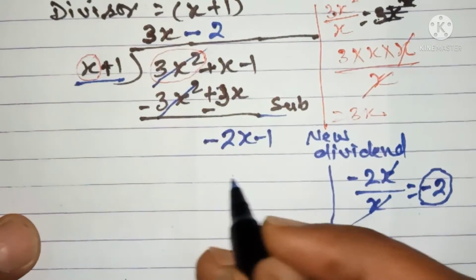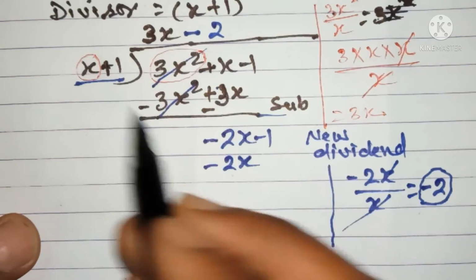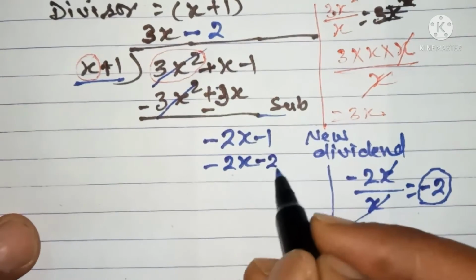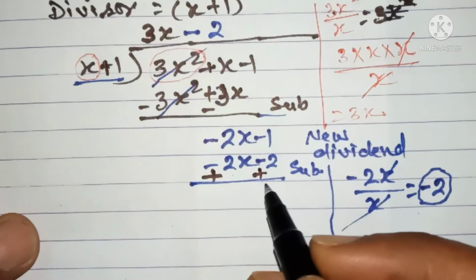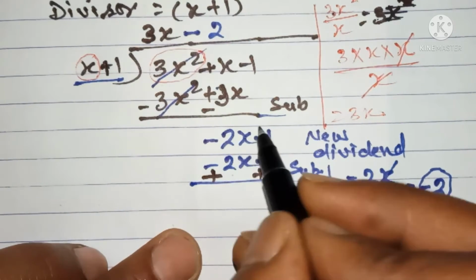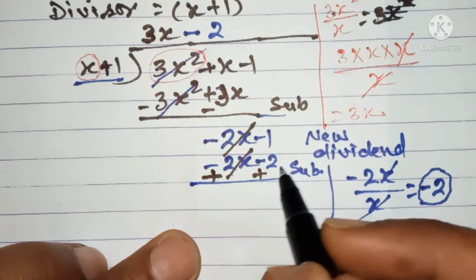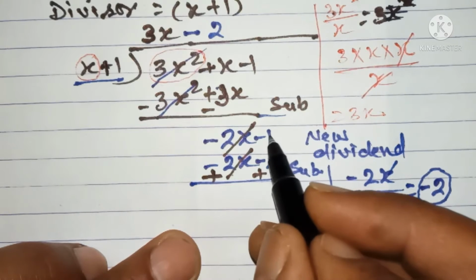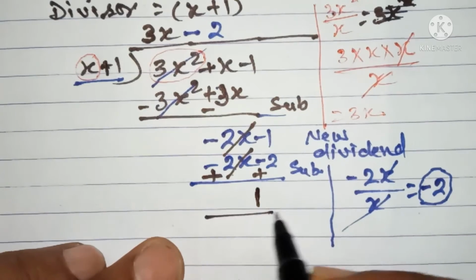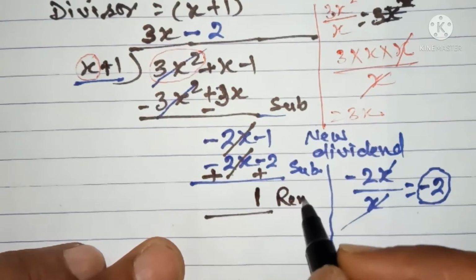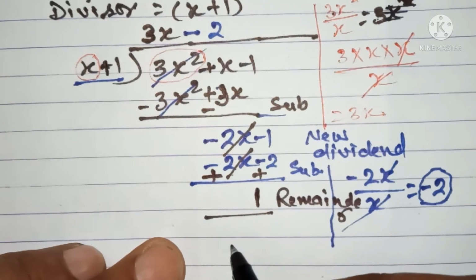Now with this new term of the quotient, we will multiply the divisor. Minus 2 into plus x will give us minus 2x. Minus 2 into plus 1 will give us minus 2. By subtracting, the sign will be changed. Plus 2x minus 2x will give us 0, and this is plus 2, and this is minus 1. It will give us 1, and 1 will be the remainder. We cannot divide it again.